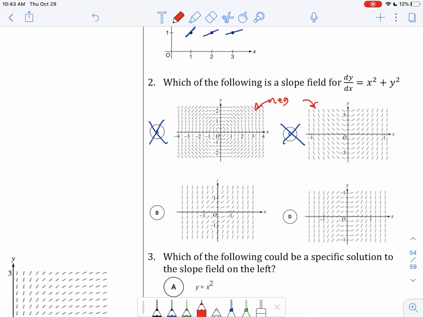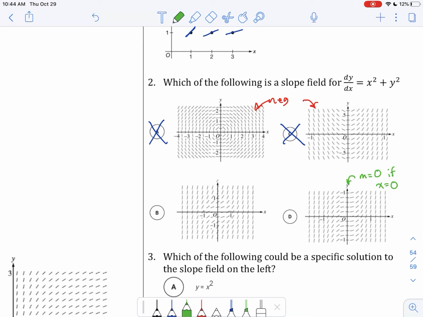So by process of elimination, I've now narrowed it down to B and D. Then what I am looking for is a characteristic in one or the other that is going to help me. When I compare these two, they look pretty similar. The main difference that I see in D is that m is equal to 0 for all x equal to 0. This is the idea.